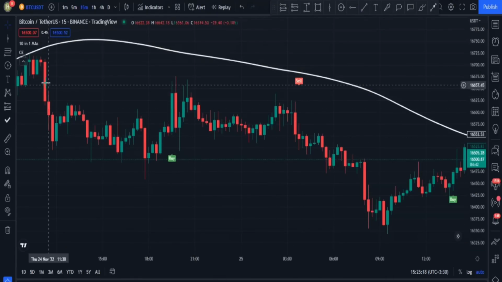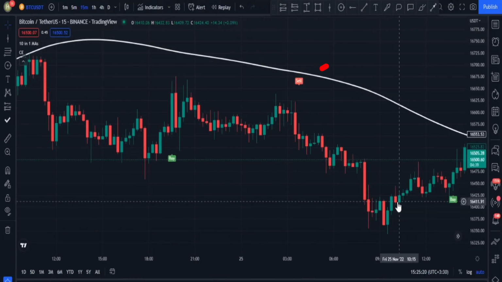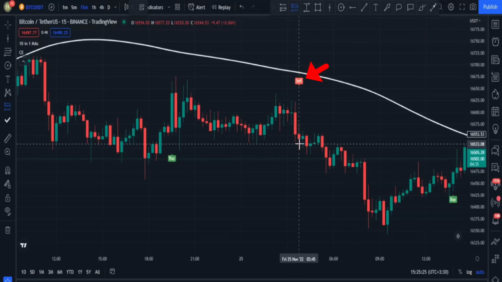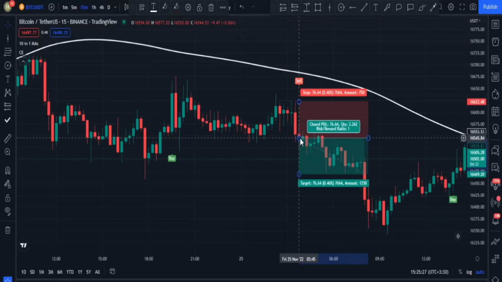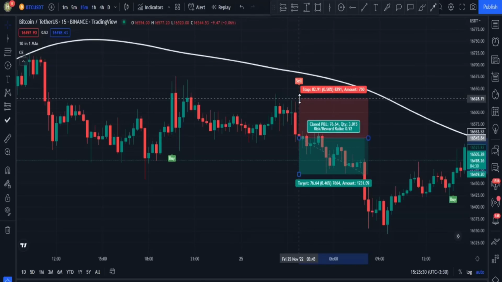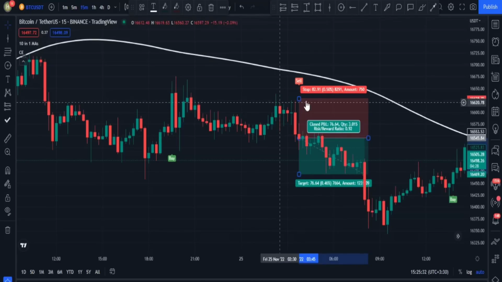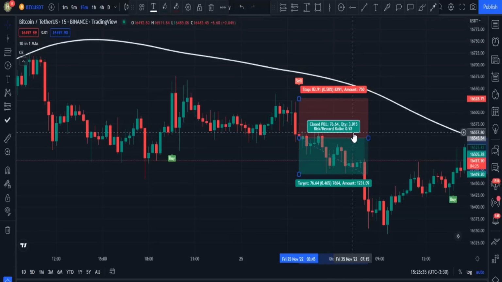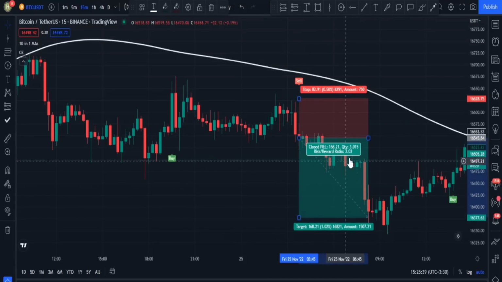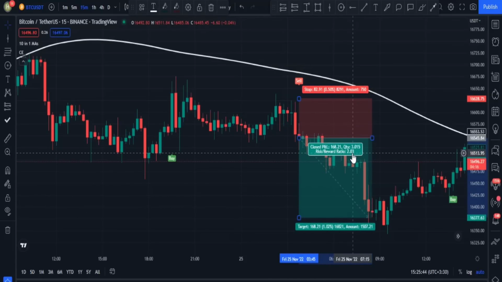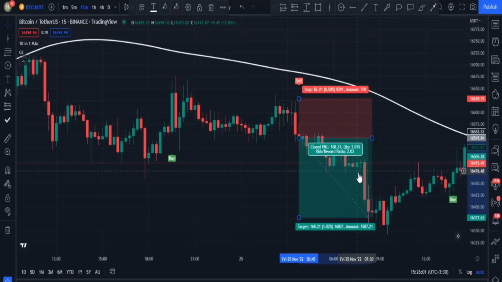Or in this sell example, because the trend is descending and the price is below the moving average, this sell signal is valid. I enter a short trade using the signal. I set the stop loss above the most recent swing high and exit the trade upon reaching the 2 risk-reward ratio. I hope you find this strategy useful.